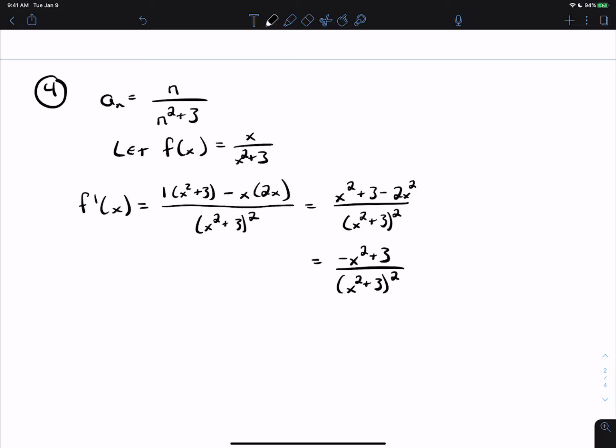The top, negative x squared, is going to happen first, and then we're going to add 3. Negative x squared is going to be larger than 3 as long as x is at least square root of 3, but x is at least 2, then this would be the case.